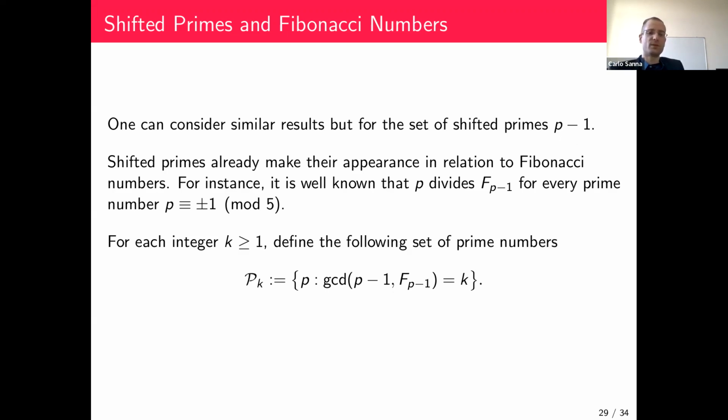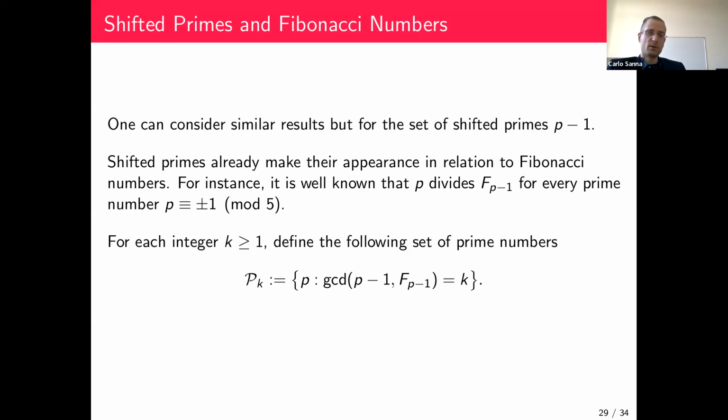By the way, shifted primes already appear in relation to Fibonacci numbers. For example, it is well known that p divides F_{p-1} for every prime number p which is equal to plus or minus 1 mod 5.